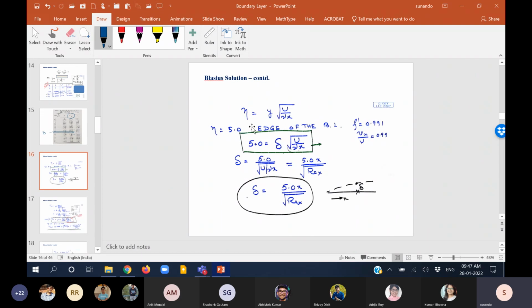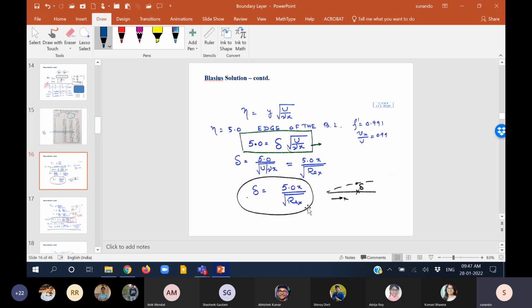So what we can write is eta equals 5, and now this y becomes equal to delta, and u by nu x would be there. So therefore delta is going to be equal to 5x by root over Rex. So that's a very compact, very usable relation, which can be used to figure out the value of the boundary layer thickness at any given point.